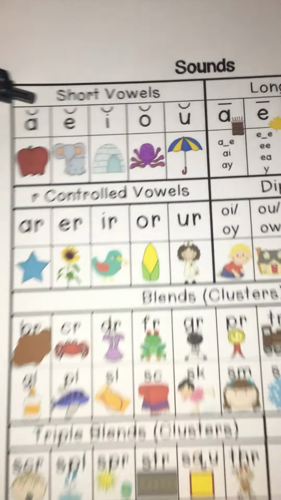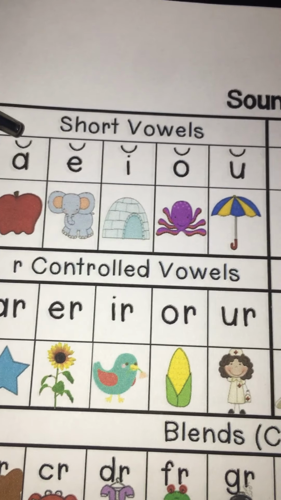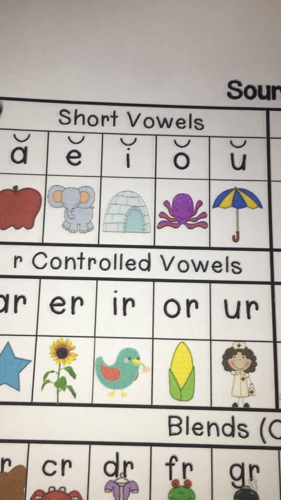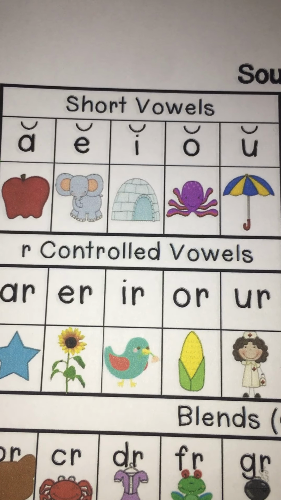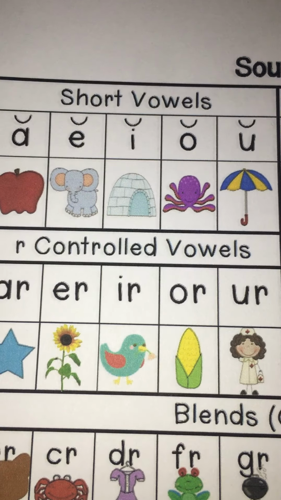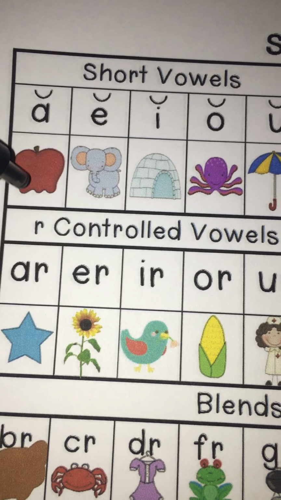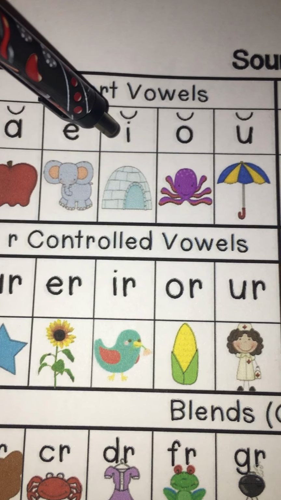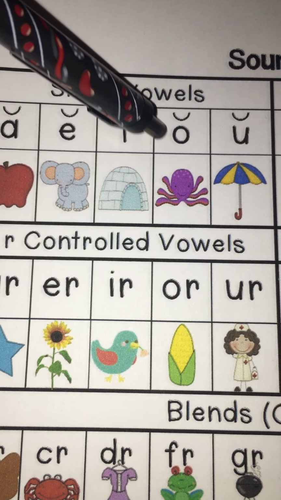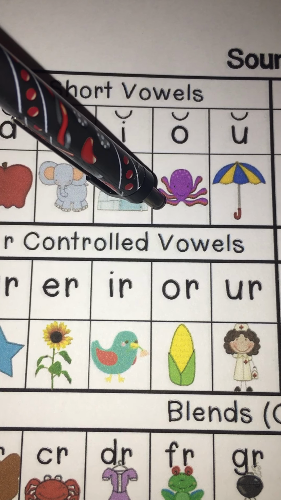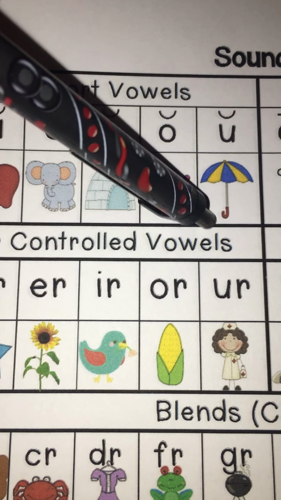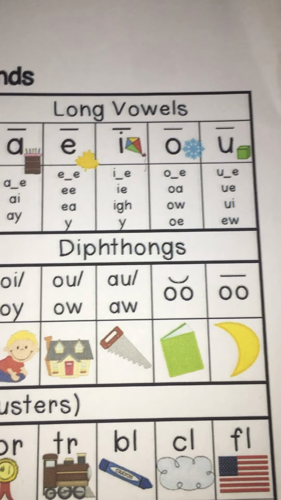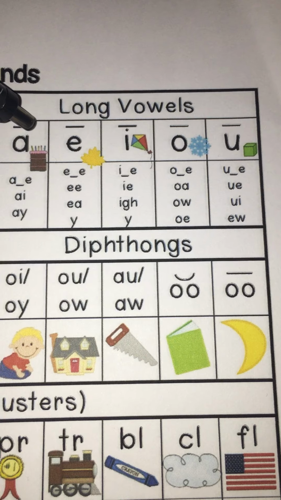These short vowels, whenever you see this little symbol above, this is called a breve. And that tells you that it's going to make a short sound. So the A says a as in apple. E says e as in elephant. I says i as in igloo. O says o as in octopus. U says u as in umbrella.